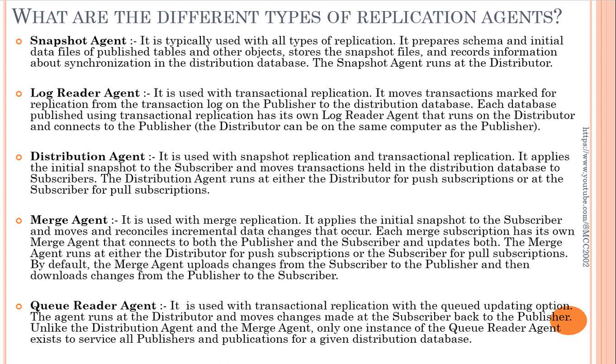By default, the merge agent uploads changes from the subscriber to the publisher and then downloads changes from the publisher to the subscriber. Queue reader agent is used with transactional replication with the queued updating option. The agent runs on the distributor and moves changes made at the subscriber back to the publisher. Unlike the distribution agent and merge agent, only one instance of the queue reader agent exists to service all publishers and distributor databases.